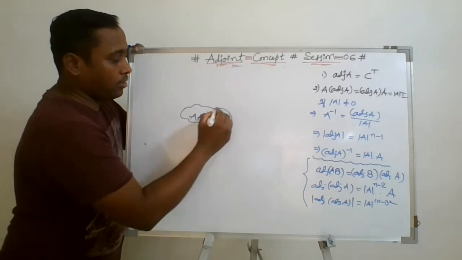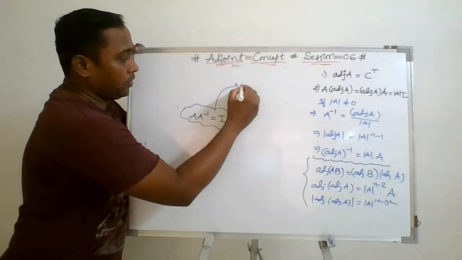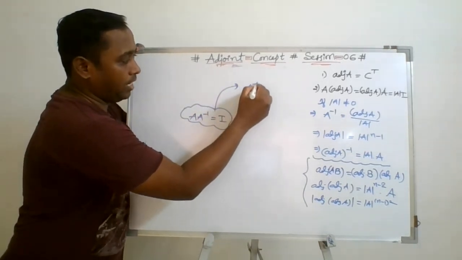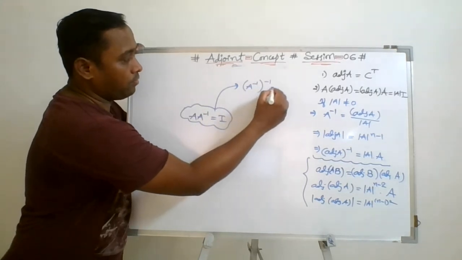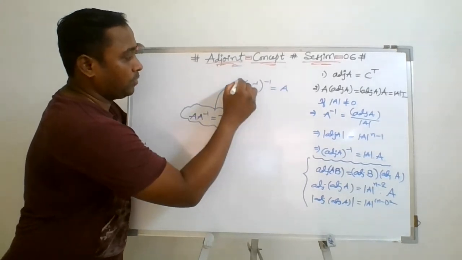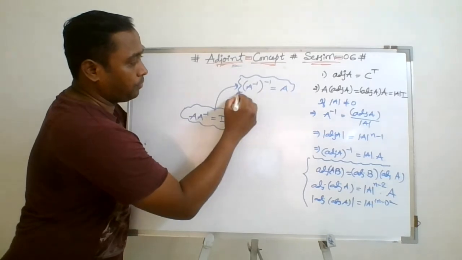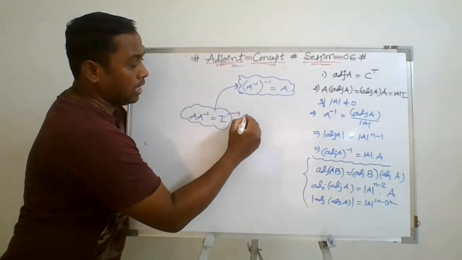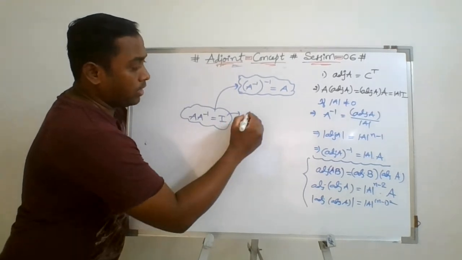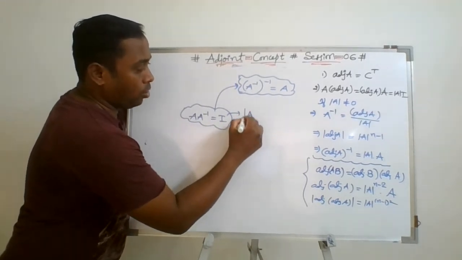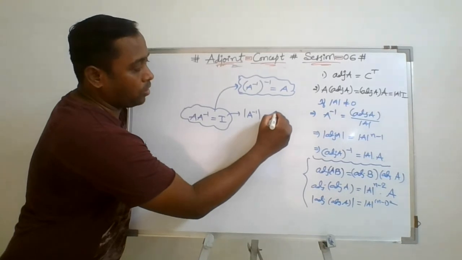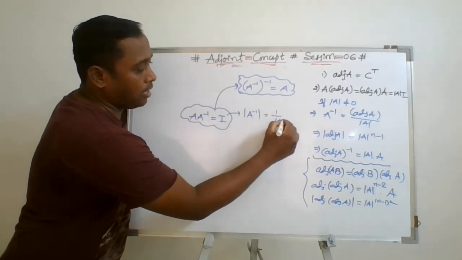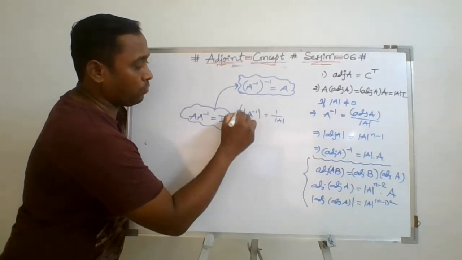With this key result, what we have derived is, the first one, you are writing in order, A inverse of inverse is equal to A. This is the result number one. And the second result, what we have derived is that det of A inverse is equal to 1 by det A, or det A to the power of minus 1.